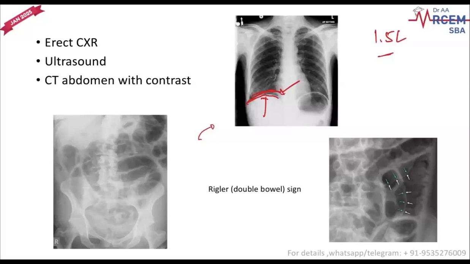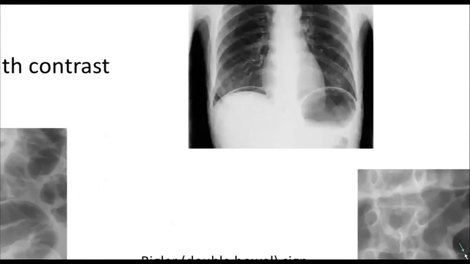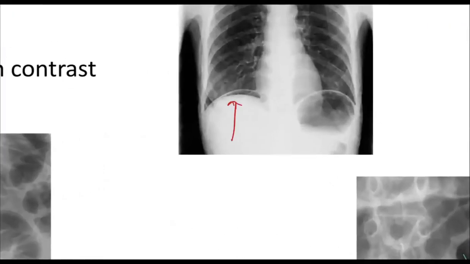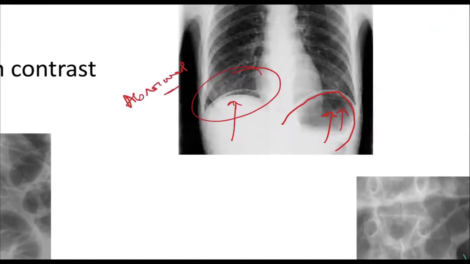This is known as air under the diaphragm. This is air under the diaphragm. Do not look at the opposite side, that means do not look below the left side of the diaphragm, because you might get confused with the fundus. So this, what you're seeing, is normal, it's a fundus. This, what you're seeing, is abnormal, absolutely abnormal.